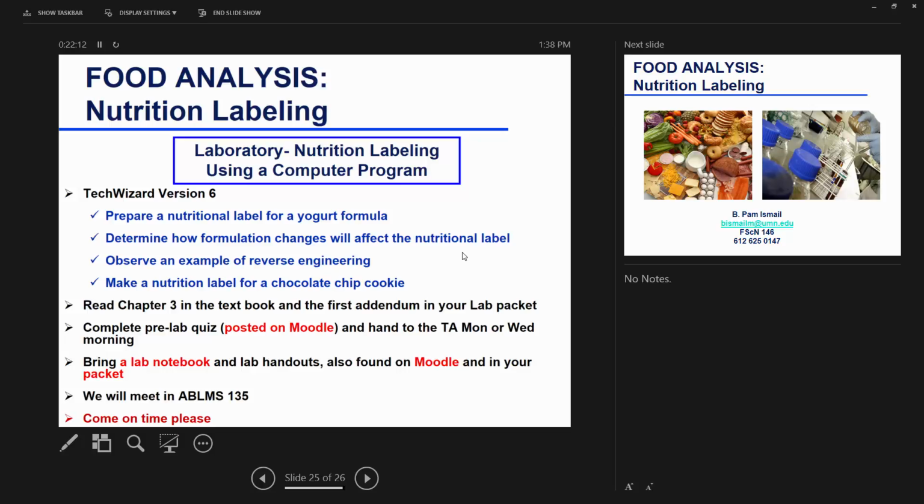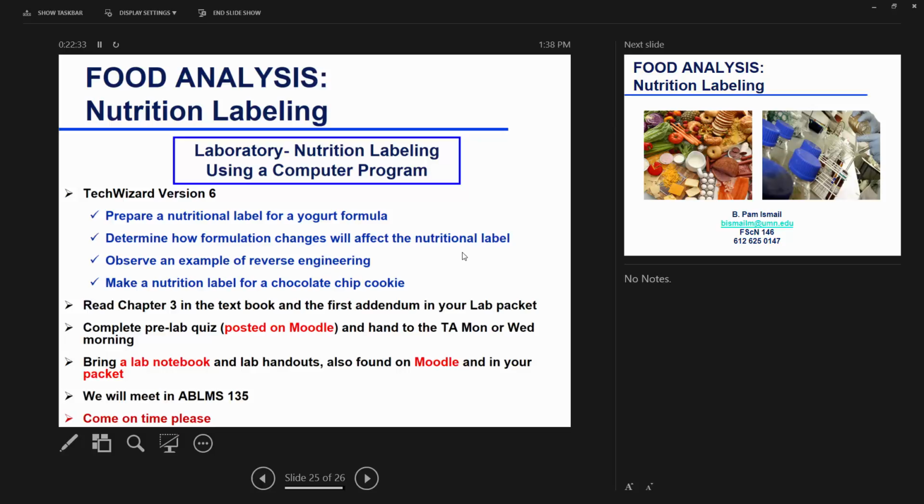Anyway, whatever the version is, you're going to use the Tech Wizard. You're going to generate a nutrition label for yogurt. You're going to see how the label changes when you change the formulation. How do you do reverse engineering? And then you make a nutrition label for a chocolate cookie, which is cool.